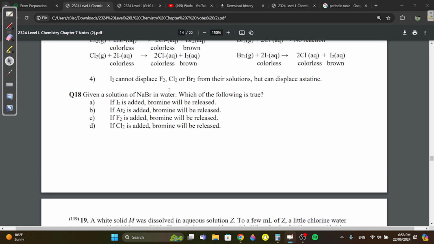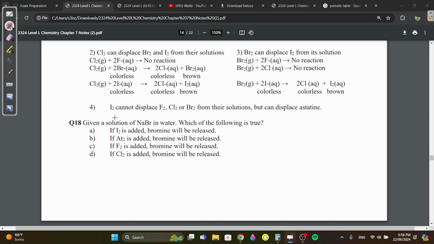Okay, question 18. If given a solution of NaBr in water, which is true? Don't be confused here. The only thing here, if you realize, it's talking about displacement reactions. When you have this halide and this halogen, remember that's the displacement reaction. That means we're using the halogens F, Cl, Br, I, At, and we know the reactivity decreases as you go down. And the halogen, the one with 2 as its subscript, should be more reactive than the halide.